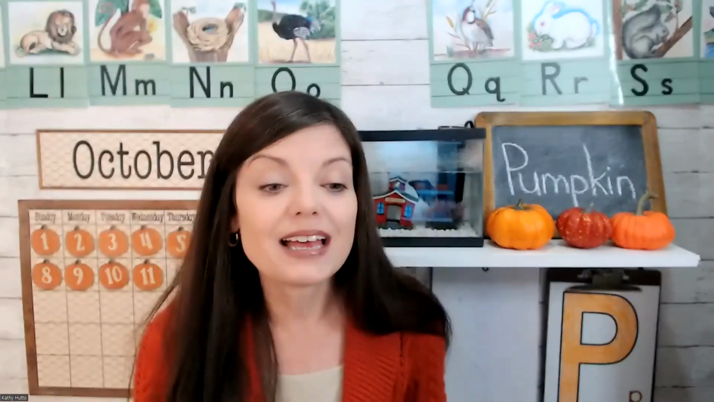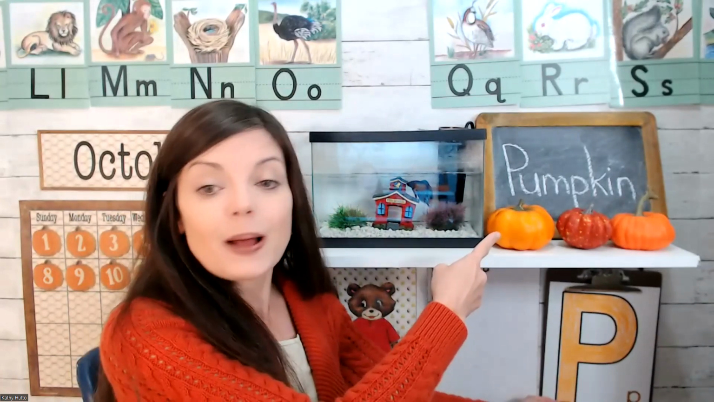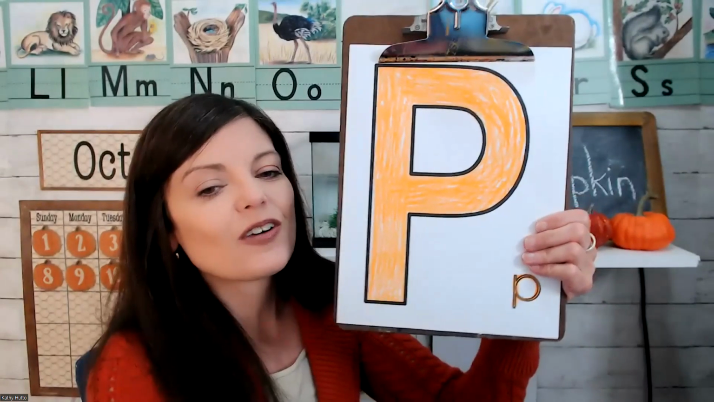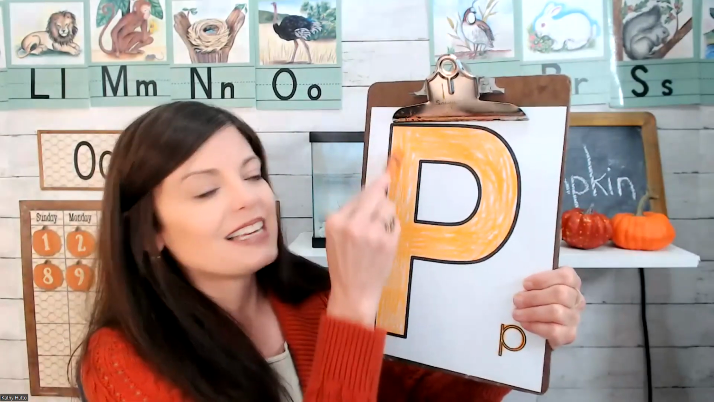Well, today P is for pumpkin. And what color are pumpkins? Orange. So I used my orange crayon to decorate my letter P today.